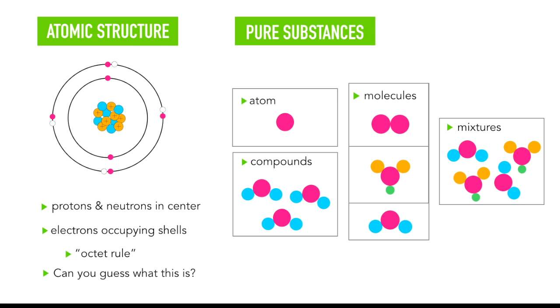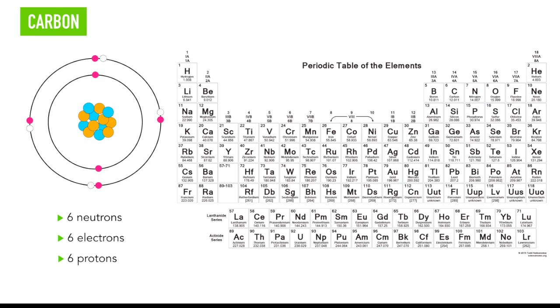Now, can you guess what this atom is? You have to look at the periodic table, but I'll give you a moment to guess. Okay, so it is carbon. Why? Well, it has 6 neutrons, 6 electrons, and 6 protons. It also has 4 valence electrons, and if we look at group 4, we have carbon. Carbon has an atomic number of 6, and there are 6 electrons. So carbon is the only thing that can be represented by this diagram.